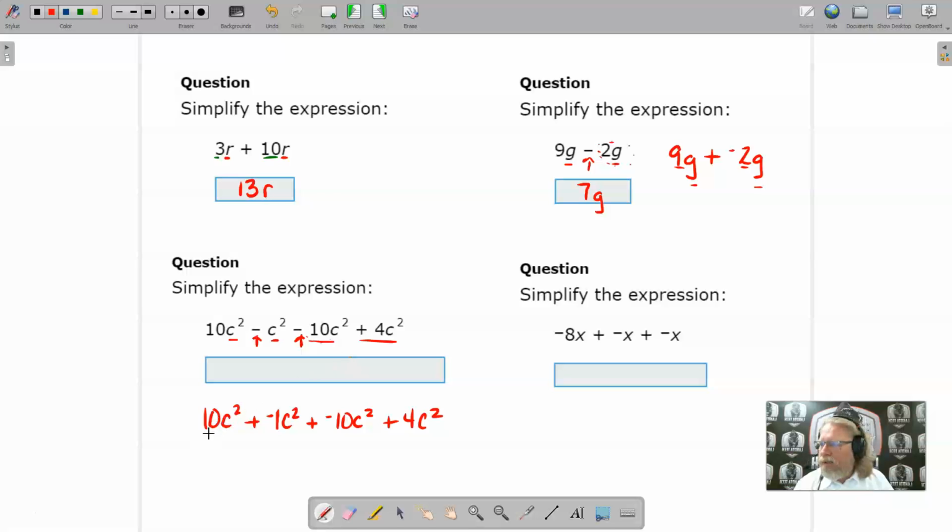Well, I'm noticing that I have 10c squared and a negative 10c squared, so those are going to cancel each other out, right? Because if we add 10 to a negative 10, we're going to get 0. So those just cancel each other out, and we end up with negative 1 plus 4. So we can see here we have this negative 1, and in our mind, we don't have to really write it to the side. I'm just kind of showing you my mental math. So I can have negative 1 plus 4.